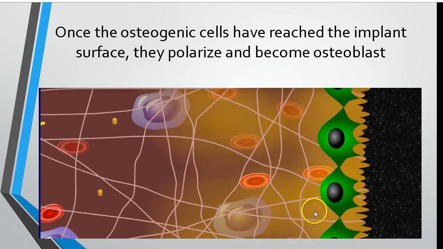And once they reach the implant surface, they all line up and they polarize themselves. And from osteogenic cells, that's when they turn into osteoblasts.